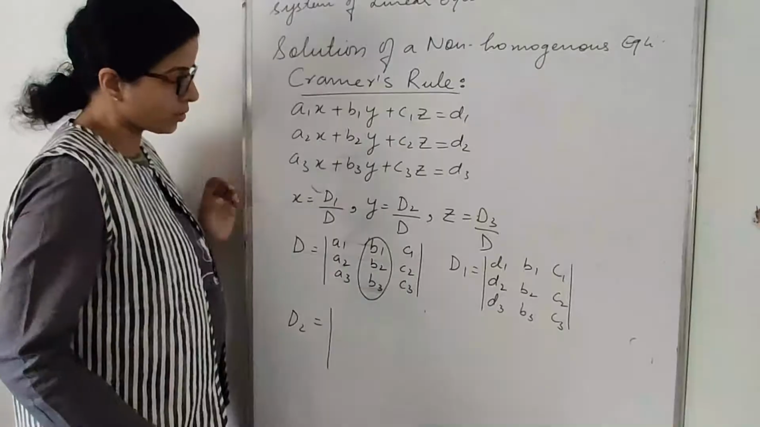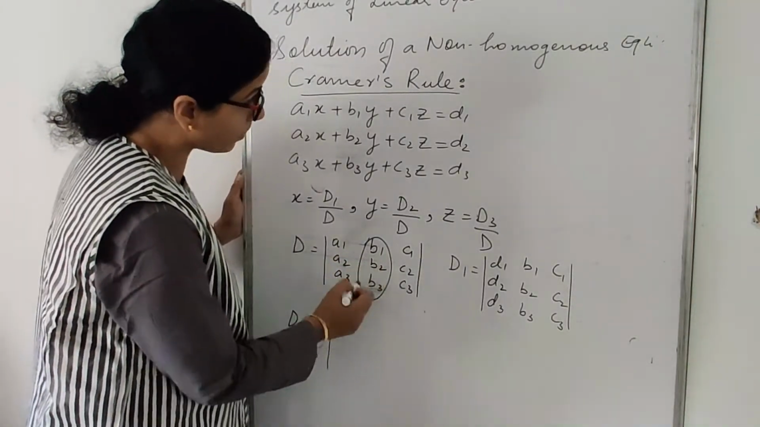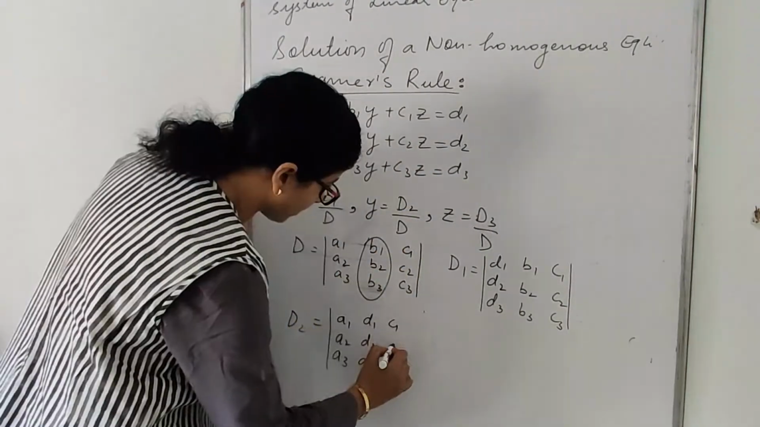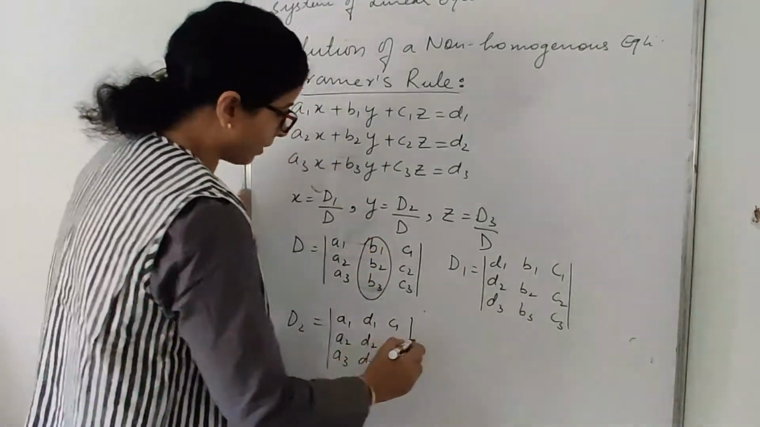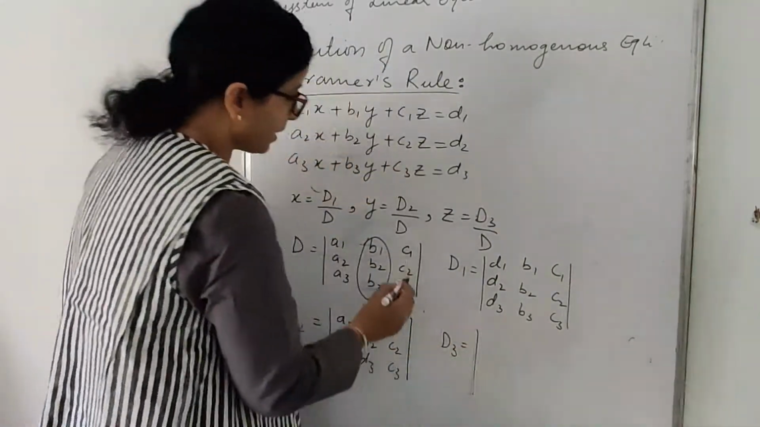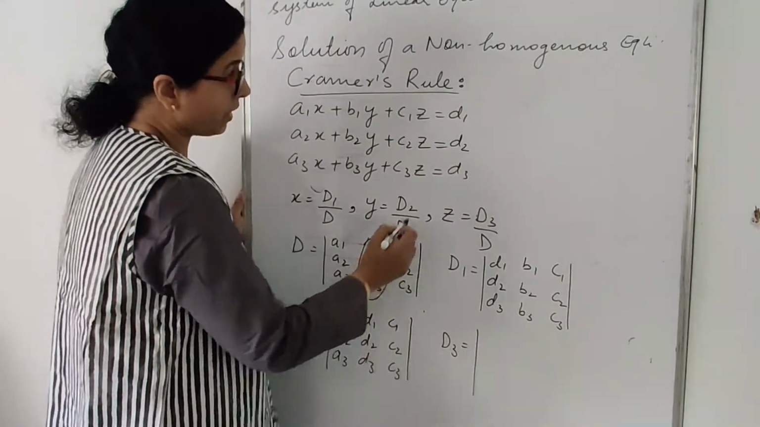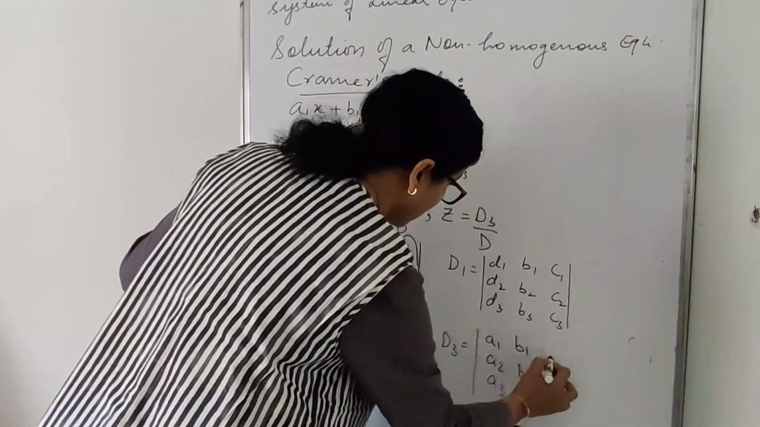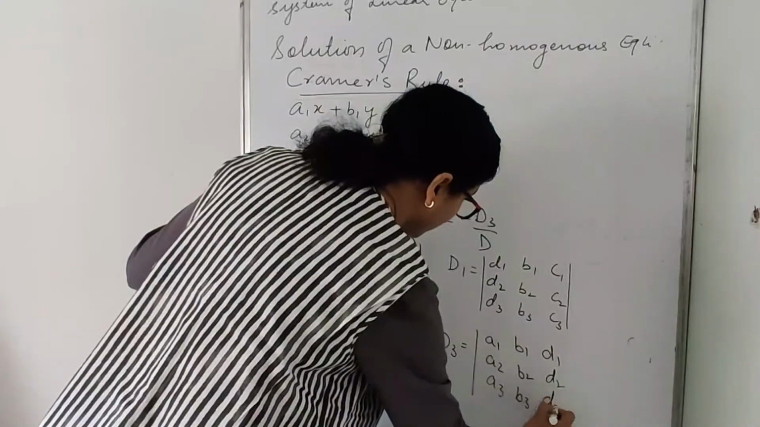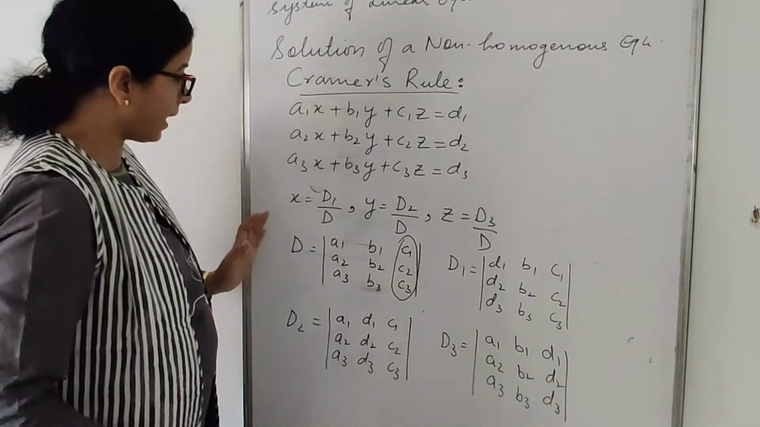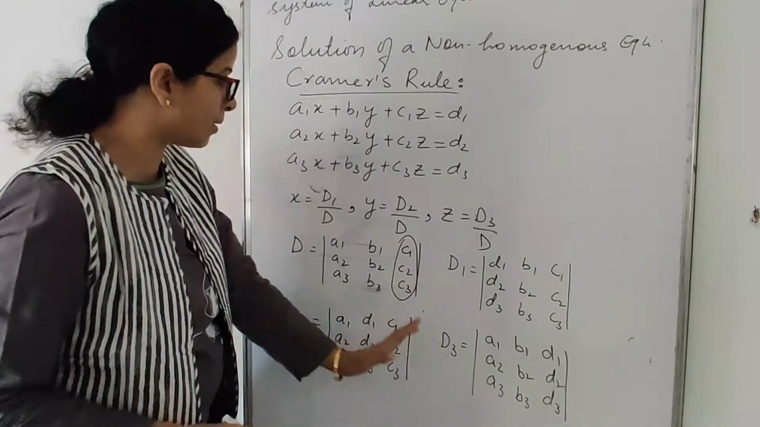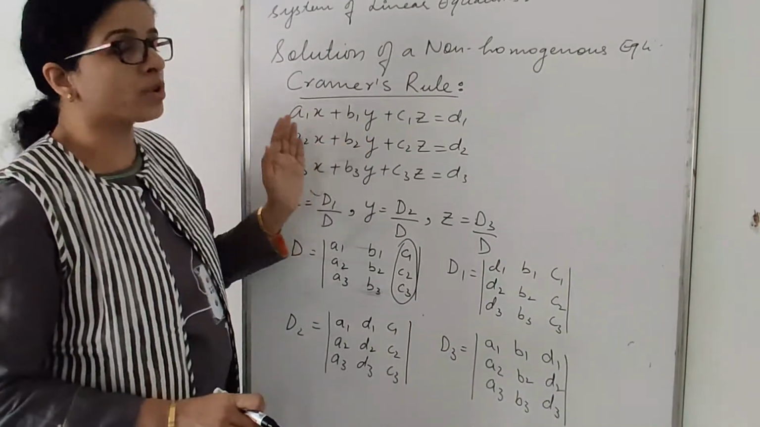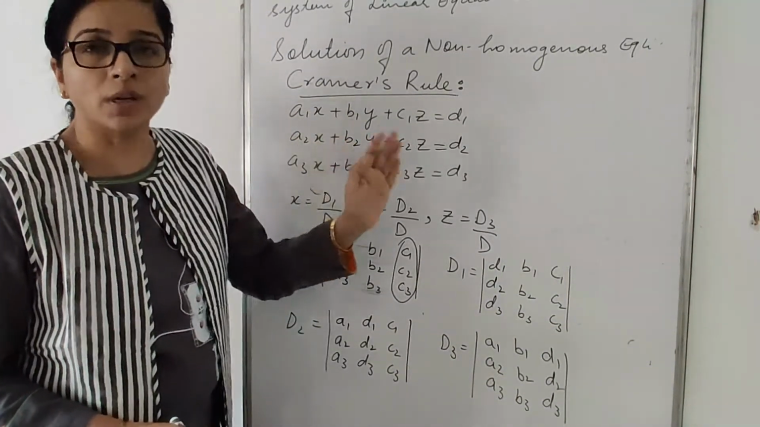Now for D2, this b1, b2, b3 will be replaced by d1, d2, d3, and the rest of both the columns will be written as it is, a1, a2, a3 and c1, c2, c3. Now when we are talking about D3, we'll replace c1, c2, c3 with d1, d2, d3, and the rest of the columns will be written as it is. Now using these values of the determinants, I can find my x, y and z. This is my Cramer's rule for solving the system of linear equations which has 3 variables.